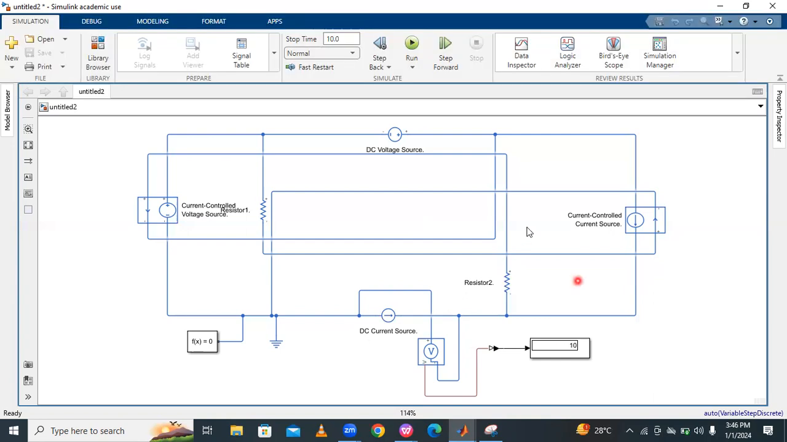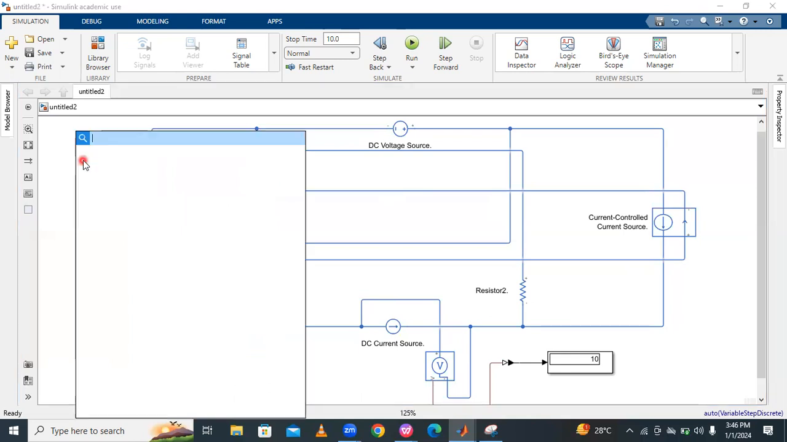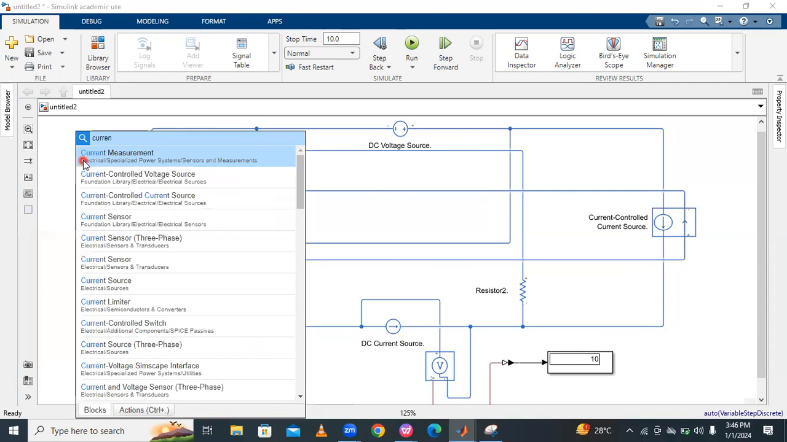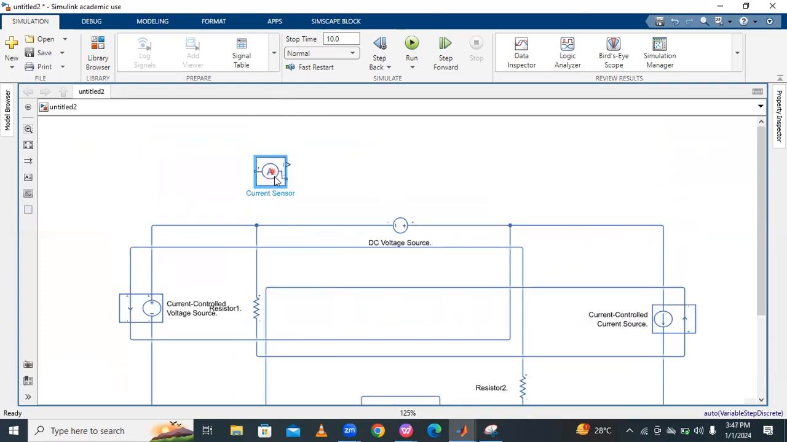And then next, to measure the current flow into this 1 ohm resistor, we require one current sensor. Okay, that's why I take one current sensor and connect it in series with this resistor. Understood? So right here, current sensor, place this current sensor here and remove this resistor and current entering this and then connect.